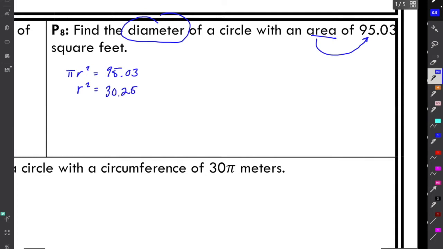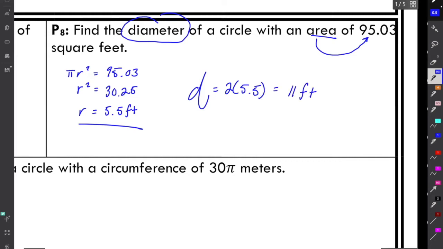We take the square root of both sides of that to get that r is equal to 5.5 feet. But we want the diameter. And we know the diameter is 2 times the radius, so we're going to take that radius of 5.5 and multiply by 2 to get that the diameter is 11 feet.